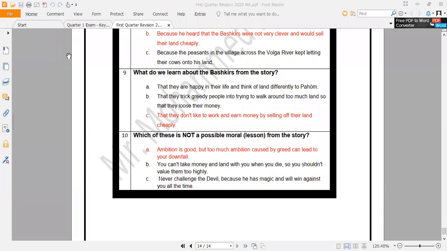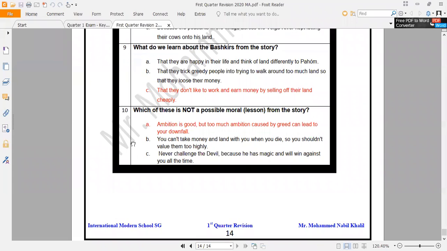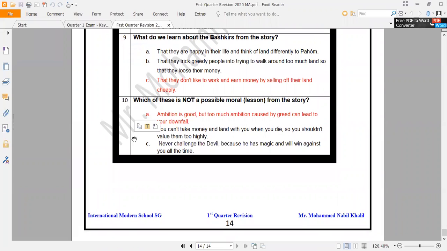All right, so number ten, and this is the last question. Which of these is not a possible moral lesson from the story? Number A, ambition is good, but too much ambition caused by greed can lead to your downfall. Because B and C are actually possible moral lessons from the story.